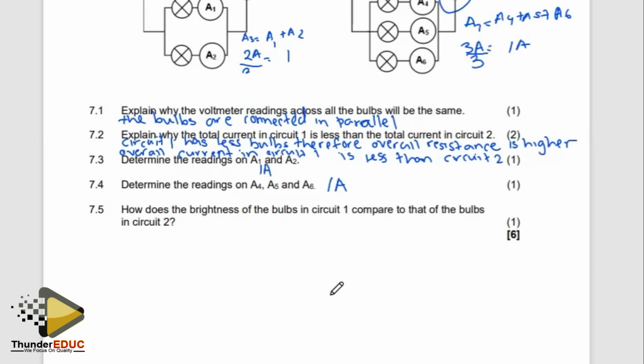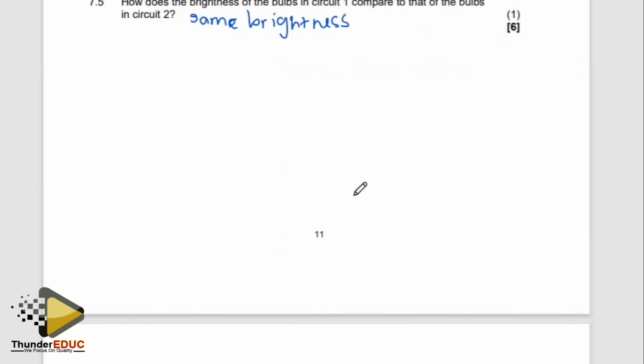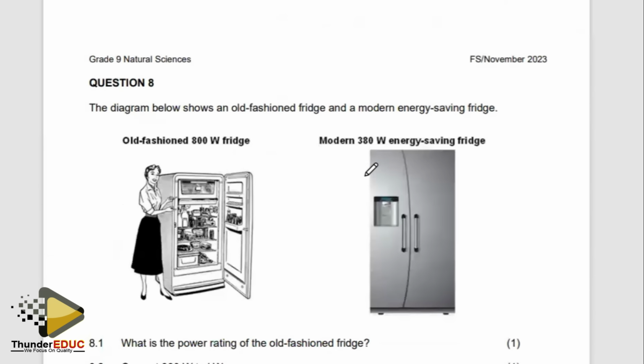Then we move on to 7.5. How does the brightness of the bulb in circuit 1 compare to that of the bulbs in circuit 2? They will have the same brightness. Okay, you are done. You collect your 6 marks. You move on to question 8.